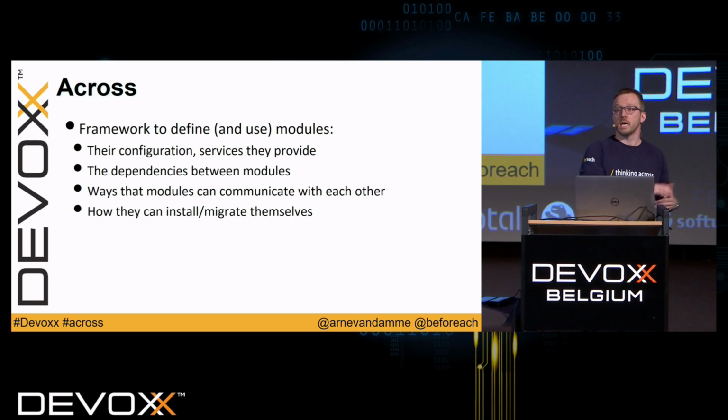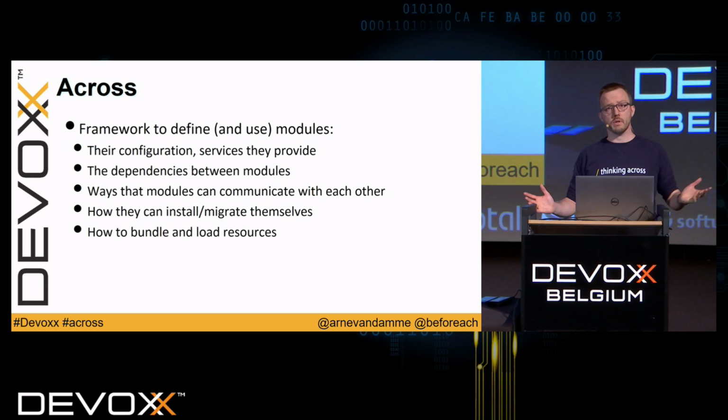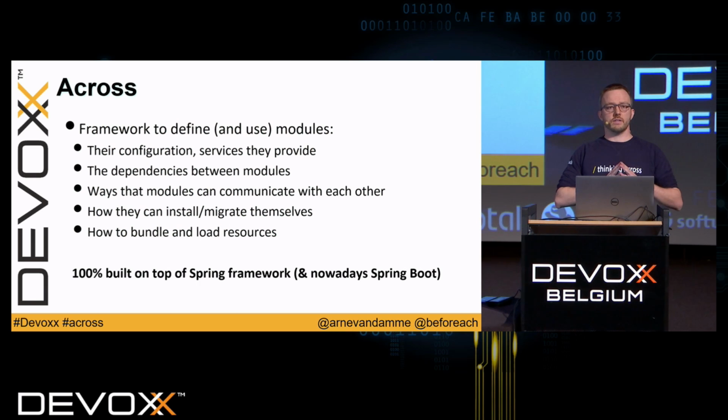And stressing again, what was very important for us, define a light layer on how they can set up their own context, right? Install themselves, migrate between versions if necessary. And of course, quite basic, how they bundle and load basic resources. That's what Across is, and it's entirely built on top of Spring framework. It started a couple of years ago, before there was actually much Spring Boot around. Nowadays we are migrating more and more to Spring Boot and introducing compatibility there.